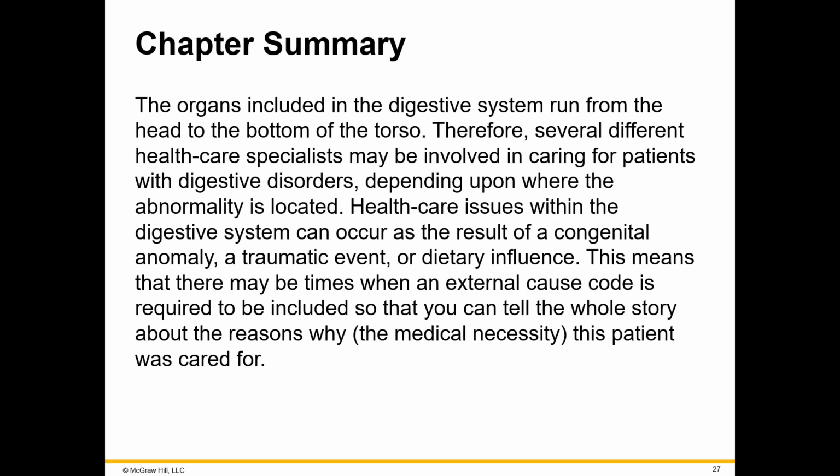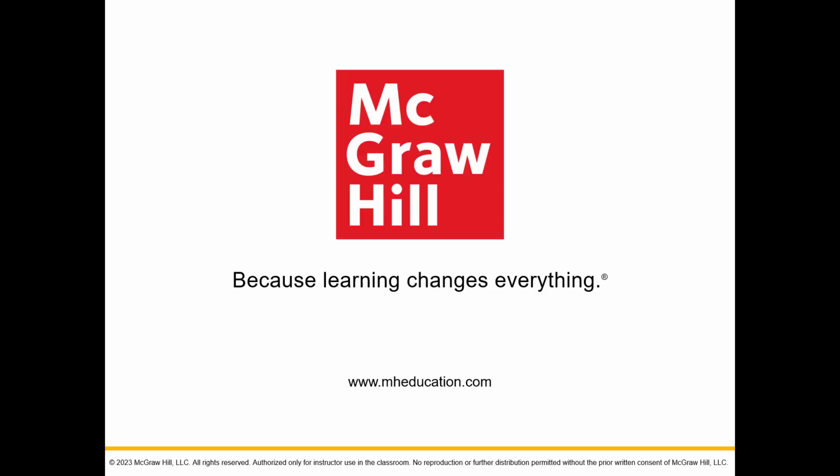Chapter summary. The organs included in the digestive system run from the head to the bottom of the torso. Therefore, several different healthcare specialists may be involved in caring for patients with digestive disorders, depending upon where the abnormality is located. Healthcare issues within the digestive system can occur as a result of a congenital anomaly, traumatic event, or dietary influence. This means that there may be times when the external cause code is required to be included so that you can tell the whole story about the reasons why, which is the medical necessity, that this patient was cared for.